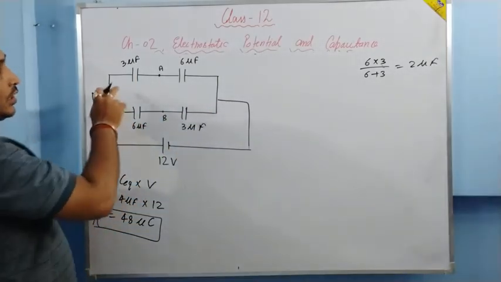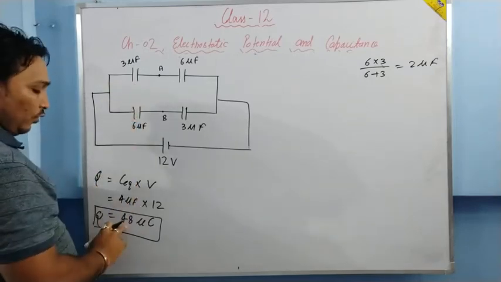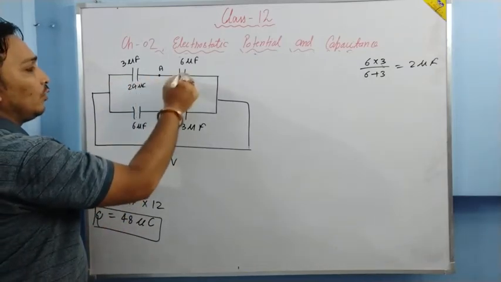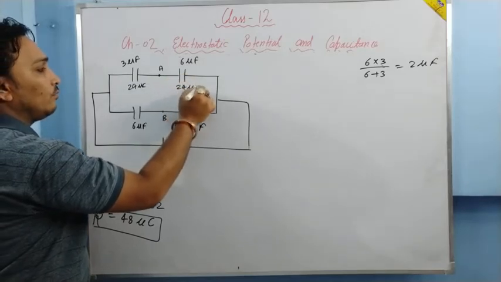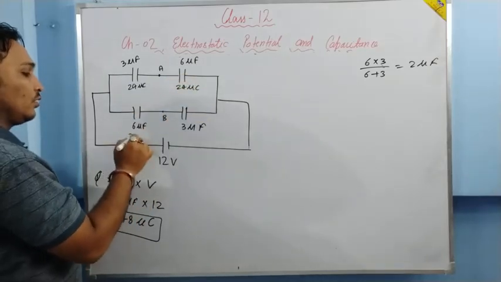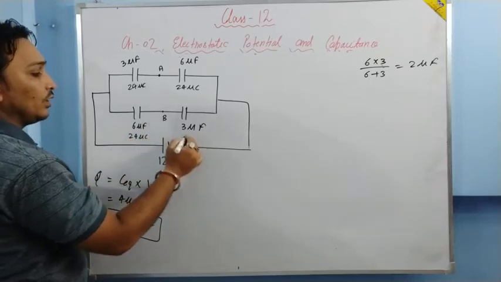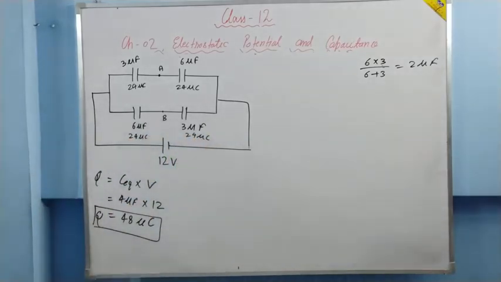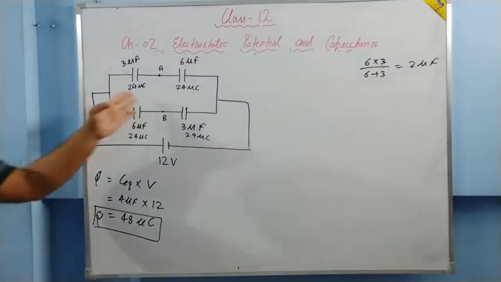So what will be the charge given to this? 48 microcoulomb, half, it will be 24 microcoulomb. What is given to this? 24 microcoulomb. What is the charge on this? 24 microcoulomb. What is the charge on this? 24 microcoulomb. That's it. Question is done.